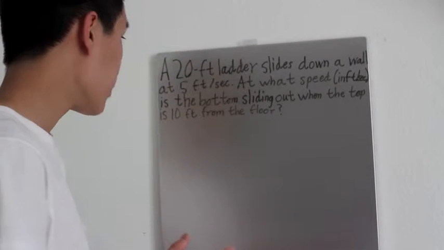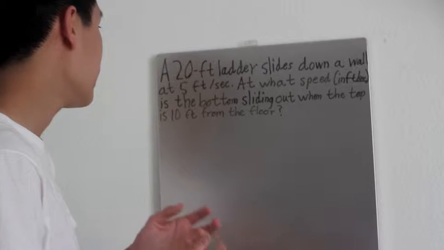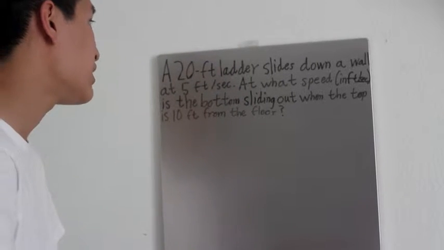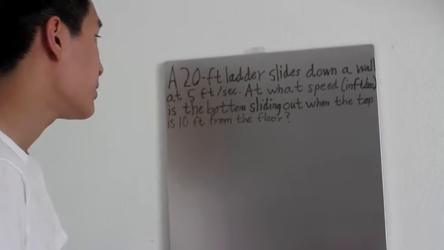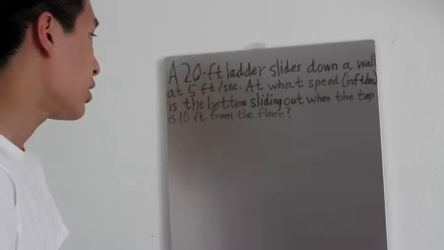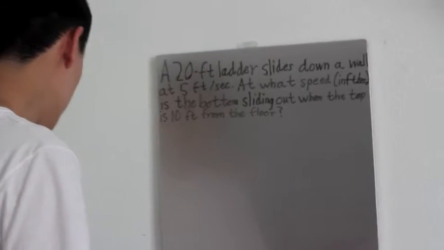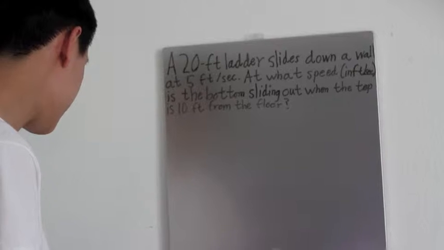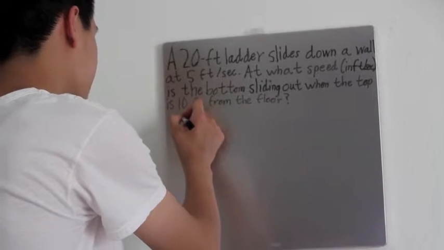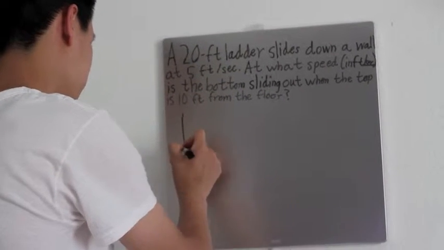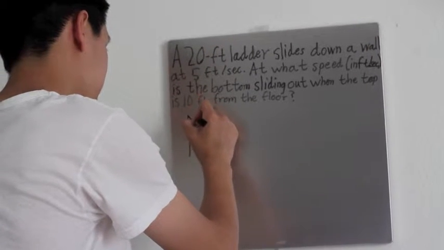Alright, so for our first problem, it's a ladder problem. The problem is a 20-foot ladder slides down a wall at 5 feet per second. At what speed is the bottom sliding out when the top is 10 feet from the floor? So we follow our procedures. So first, we draw our picture. This is the wall. Here's the ladder.